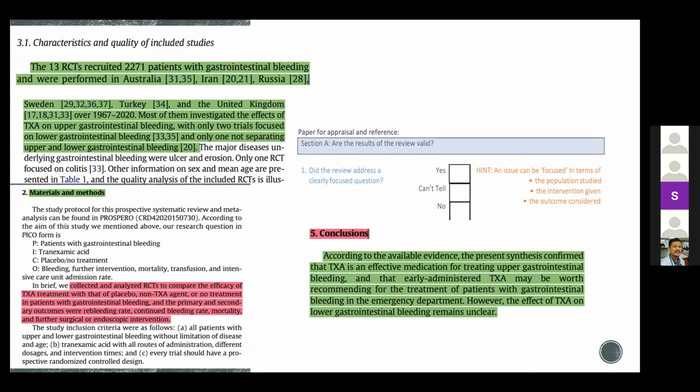They chose 13 randomized controlled trials with 2,271 patients. They collected and analyzed randomized controlled trials comparing the efficacy of tranexamic acid with placebo, a non-tranexamic acid agent, or no treatment in patients with gastrointestinal bleed. The primary and secondary outcomes were bleeding rate, continued bleeding rate, mortality, and further surgical or endoscopic intervention. So I think this is clear. Sarah, what do you think? Yes, I agree. Very clear.